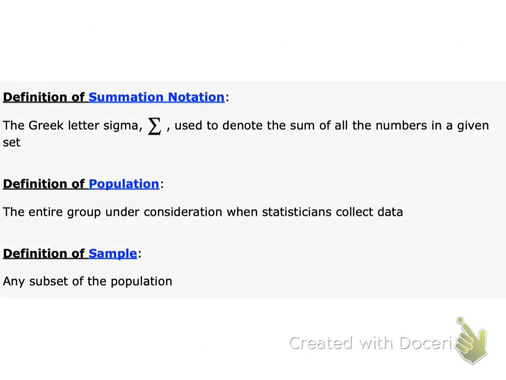Summation notation: you will see this Greek letter often. It's sigma. It always means sum in math. If you did any sort of pre-calc in high school, you would have seen that quite a bit, especially when you start talking about limits. And when we're talking about data, we have two different groups. We have a population, which is the entire group that's being considered. And a sample is a small subset of that group.